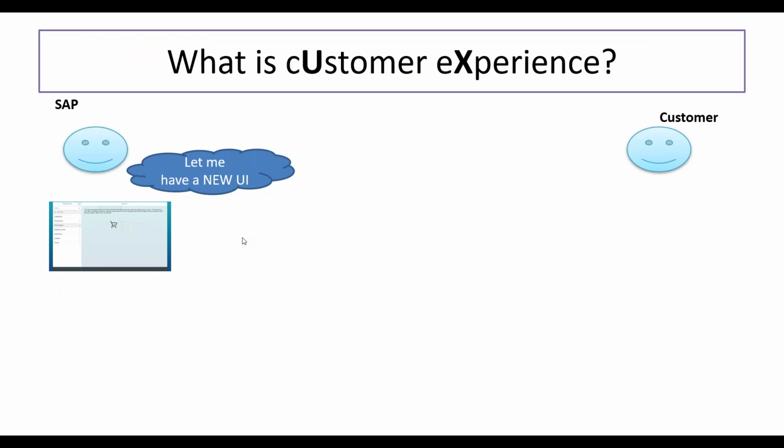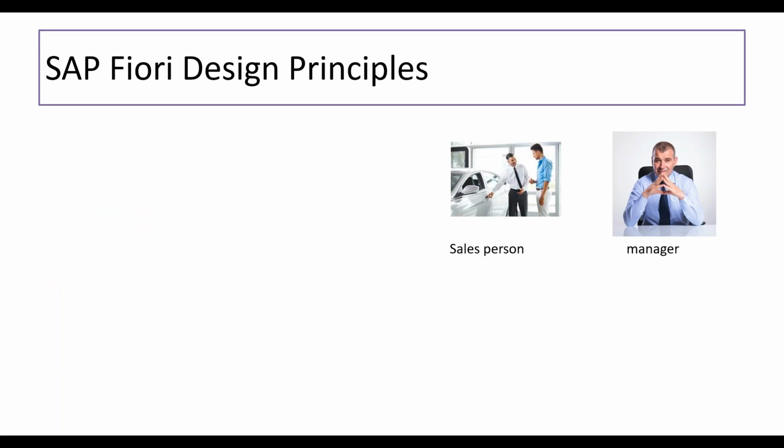Then how many applications there could be? N number. So how many designers required? N number. And when they are designing, they are focusing on one context. One designer likes yellow color, another designer likes blue color, another designer likes green color. No, not that way. So to centralize their information, ultimately we have to have the SAP Fiori design principles.